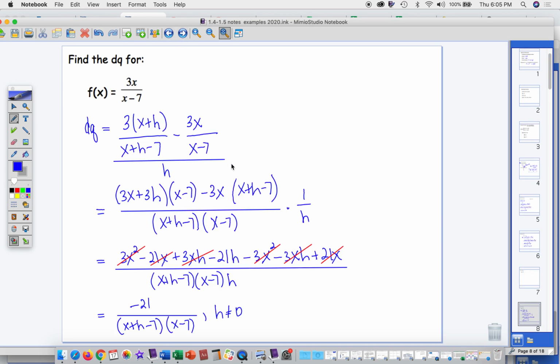Okay, let's see how you did. So you can follow through the work. If you need to, pause the video again, but if you came up with -21 in the numerator, then most likely you have the correct answer. Check the denominator, and again, make sure that you wrote that h cannot equal 0.